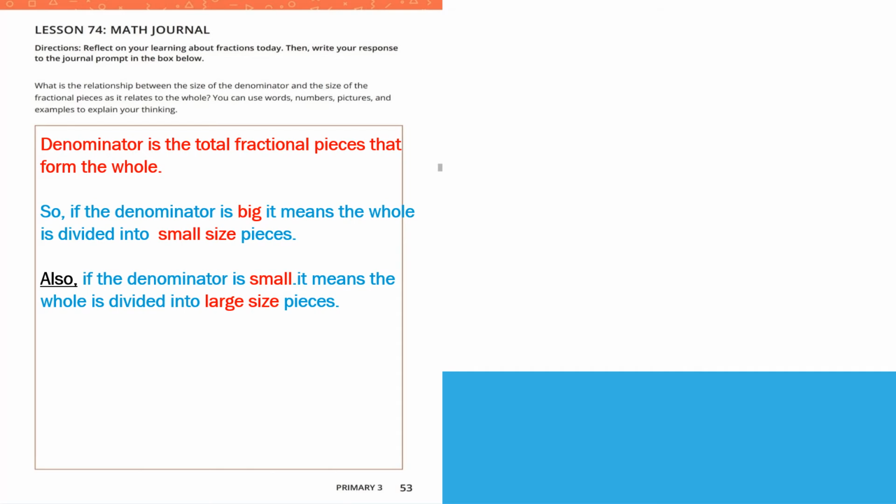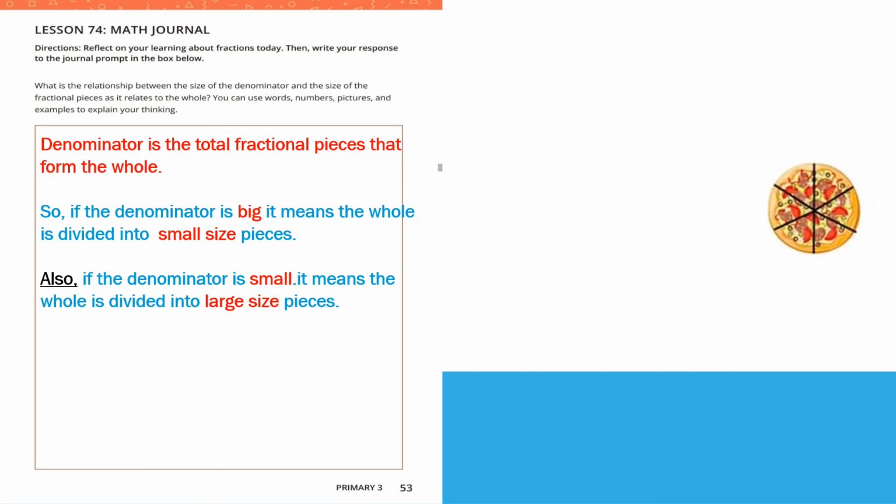Our math journal for lesson 74. What is the relation between the size of the denominator and the size of fractional pieces as it relates to the whole? Okay, we know that the denominator is the total fractional pieces from the whole.